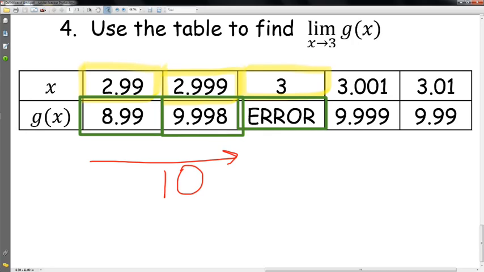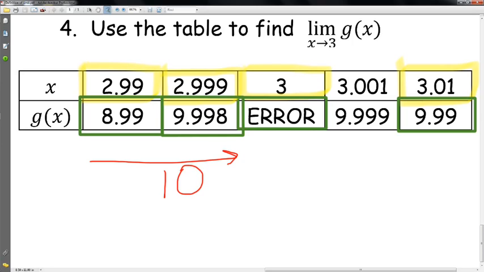Let's go ahead and check the right-hand side. And so I'm a little bit further away. I'm at 3.01. Well, its y-coordinate is 9.99. Well, that's encouraging to hear because at least we didn't go to 10. We were not on 11. We didn't skip over the number 10 and it kept on going. It looks like we are approaching the same value.